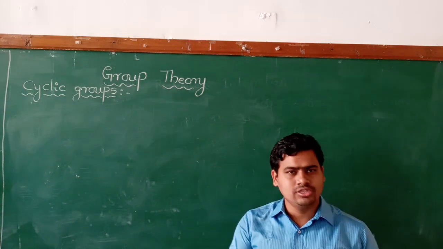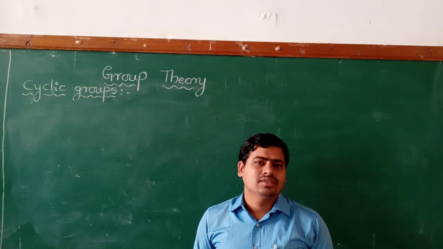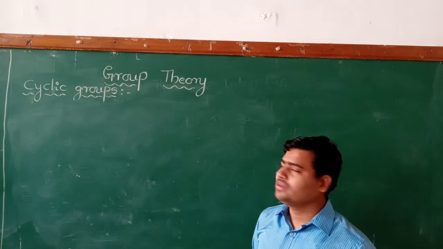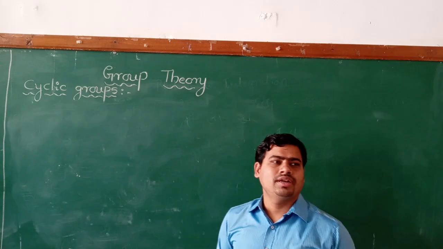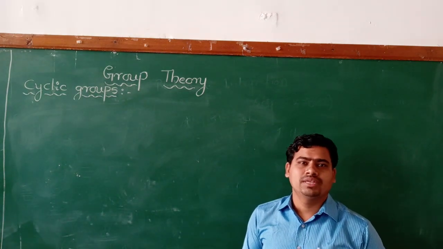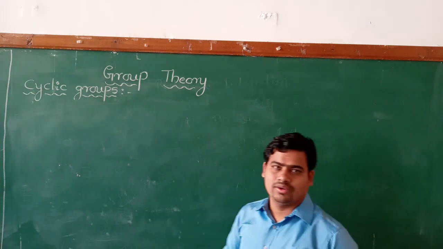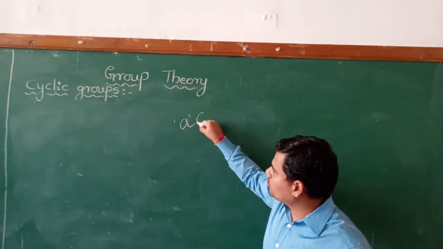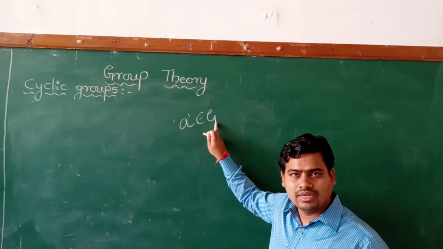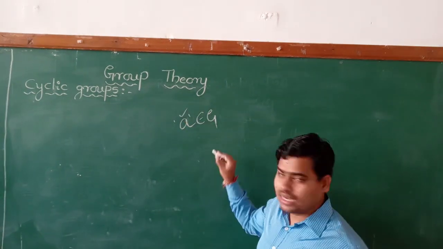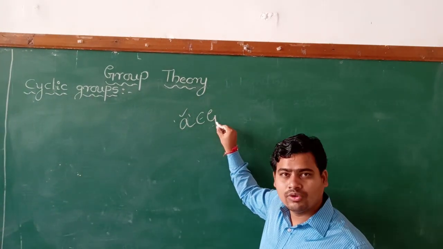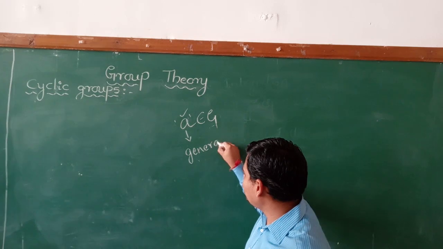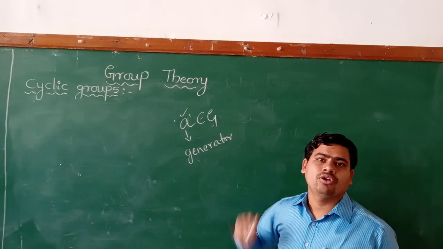A cyclic group is a group which is generated by a single element of the group. I will repeat once again. A group which is generated by a single element present in a group G is called a cyclic group. Suppose a is an element present in a group G. If this element generates all the elements present in the group G, then this element is called a generator, and the group is called a cyclic group.